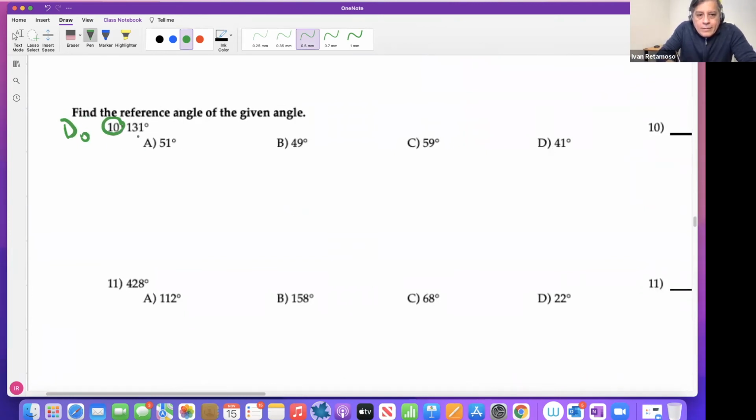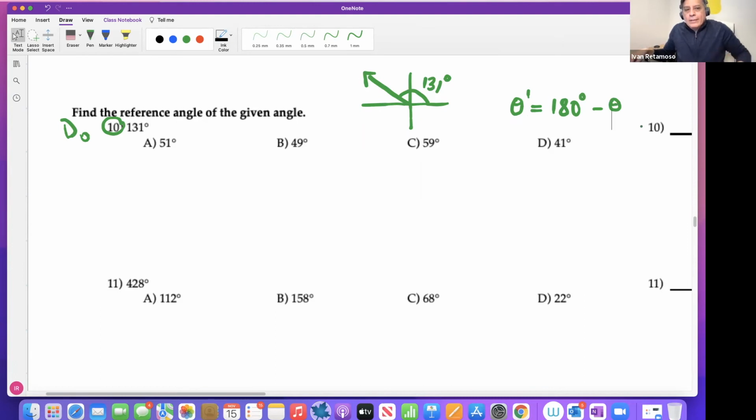Reference angle of 131 degrees. Hint, 131 degrees is on the second quadrant, right? And there is a formula for the theta prime on the second quadrant, right? So I gave you a formula, and that formula is 180 degrees minus the given angle, which is this guy, right? So try to apply this formula, figure out the reference angle for 131 degrees. Yeah, this is the reference angle, theta prime.